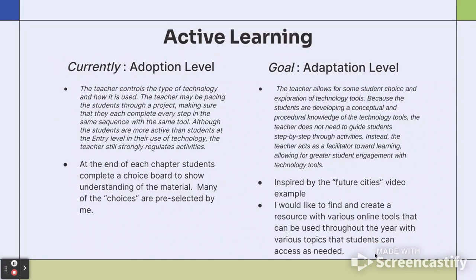To begin, I start with active learning. I currently believe I'm at the adoption level. Currently in my classroom, at the end of each chapter, in addition to a test, I also assign a choice board to allow students to show their understanding in a different way.